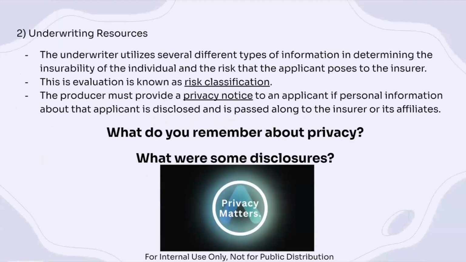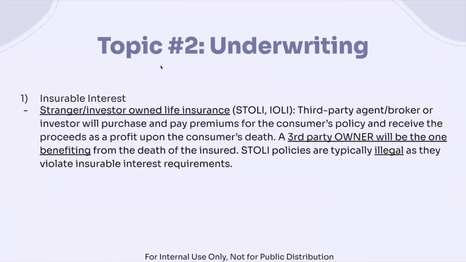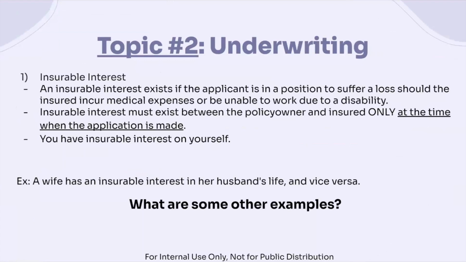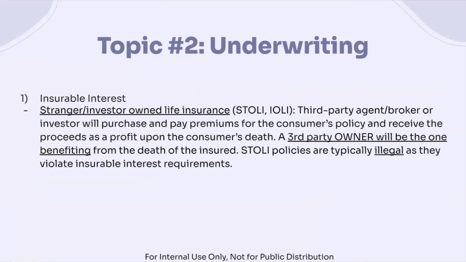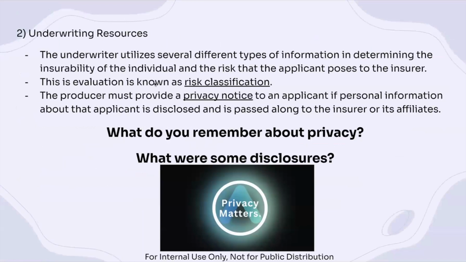Okay, so now let's talk about underwriting. So remember, with underwriting, the first important thing is that there must be insurable interest. But after that, we also want to think about what resources there are to really classify the individual. And this is called risk classification. So what resources do they have? Well, we just talked about a lot of resources in module 1: the medical information report, or the Medical Information Bureau, the consumer report, the credit report. So all of that is utilized. You really want to go back to review topic one because all of this is interconnected.